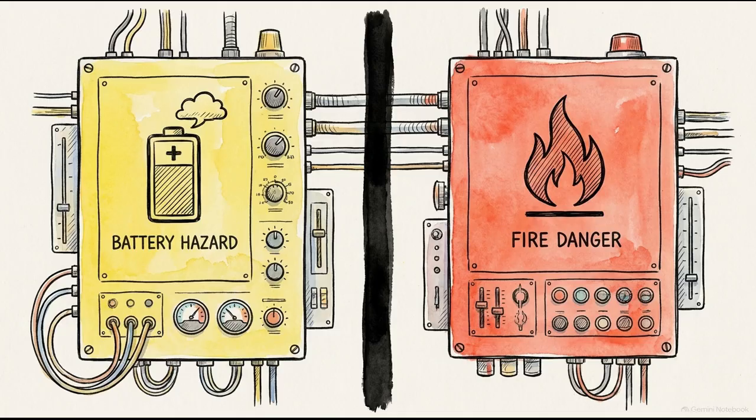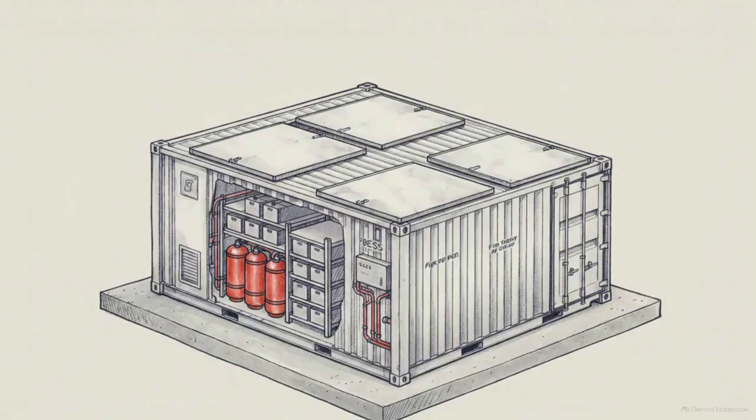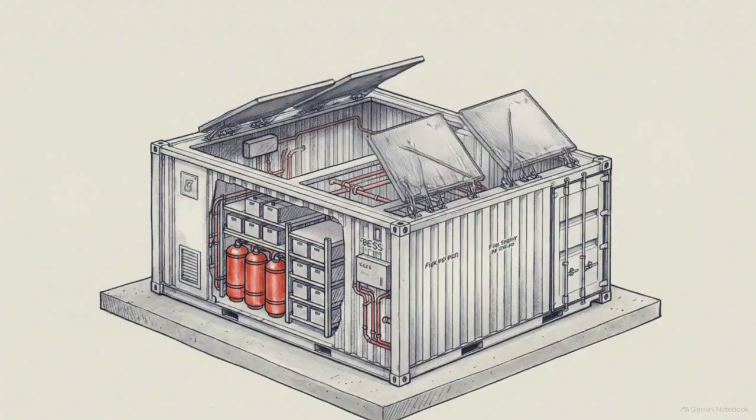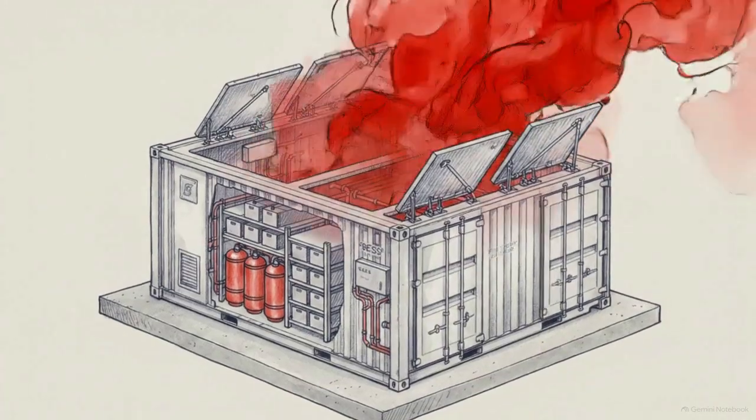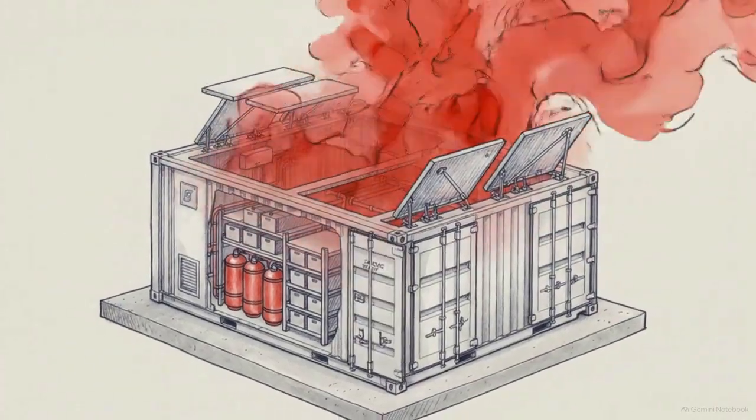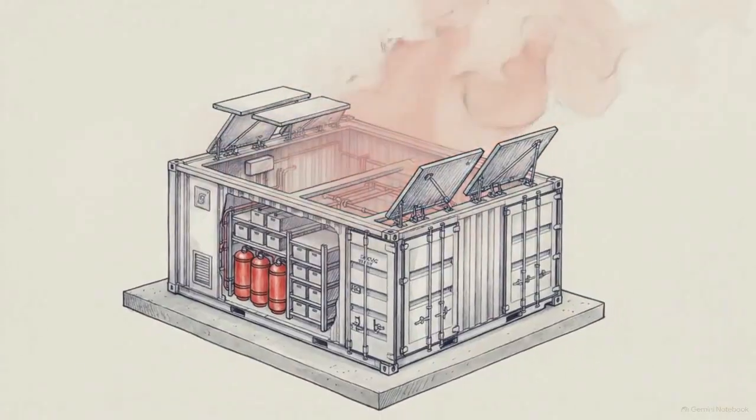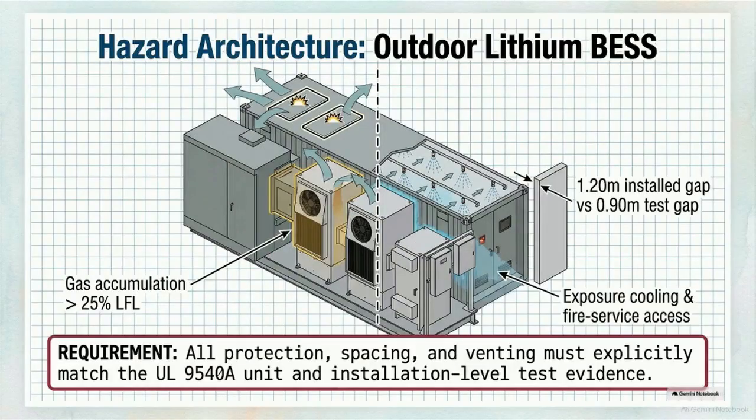Keeping off-gas logic separate from facility smoke logic prevents a localized battery anomaly from triggering a catastrophic facility-wide response. For outdoor energy storage systems, the worst-case scenario is unchecked thermal runaway, leading to flammable gas accumulation and ultimately deflagration. This architectural blueprint details the specific physical safeguards required to prevent a localized explosion from destroying adjacent equipment.